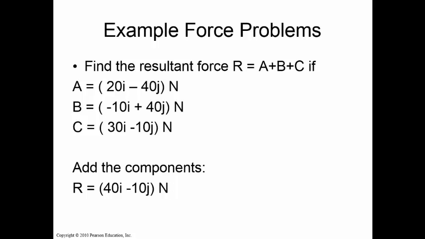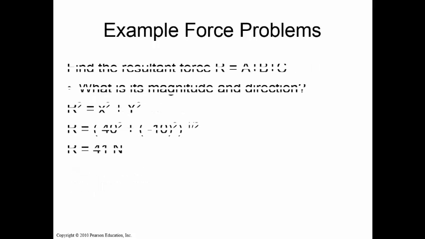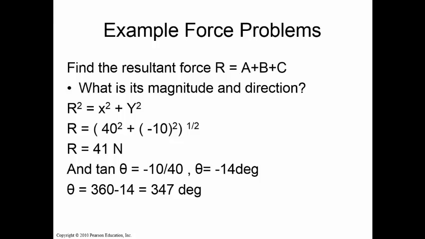So if I want to find the vector sum of those, the resultant force, all I need to do is add up all the x's to get 40i and add up all the y's to get negative 10j. And my resultant can be written as 40i minus 10j newtons. And then if I want to find the magnitude and the direction, I can use Pythagorean theorem, and I can use tan theta like I did in the previous problem to find the magnitude to be 41 newtons and the direction to be 347 degrees. So remember that forces are vectors, they have magnitude and direction.